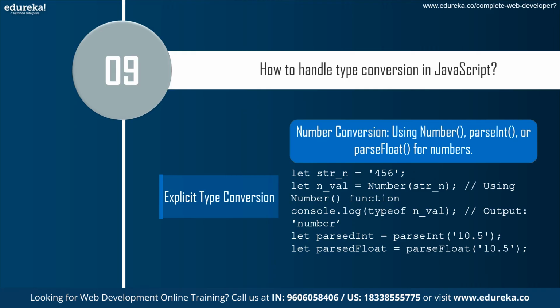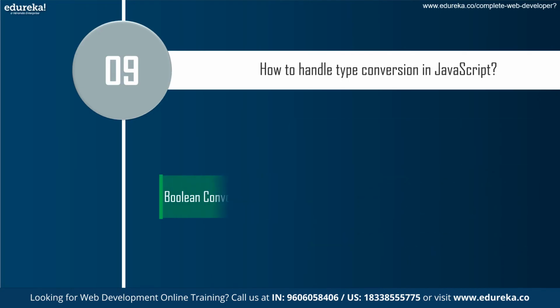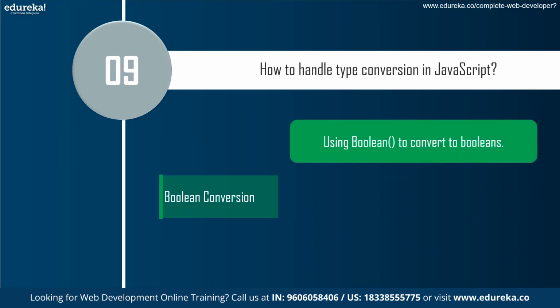Let nval equal to number of string n converts the string n into a number. If we use console.log typeof nval, then the output will be a number. Similarly, parseInt converts the string 10.5 into an integer value, and parseFloat converts the string 10.5 into a float value 10.5.